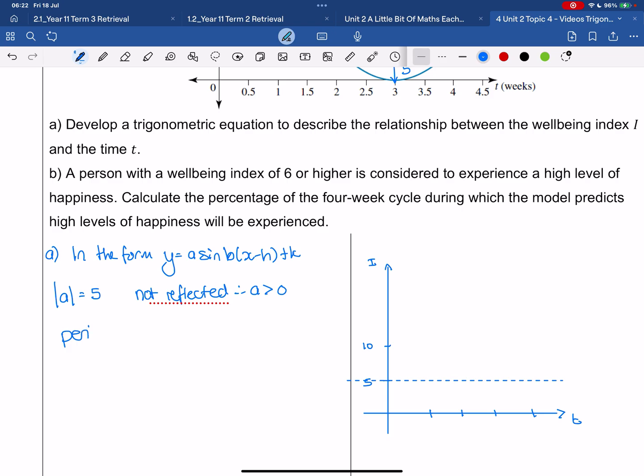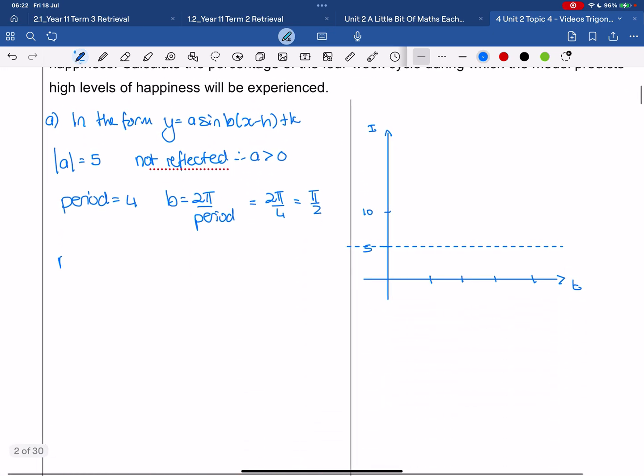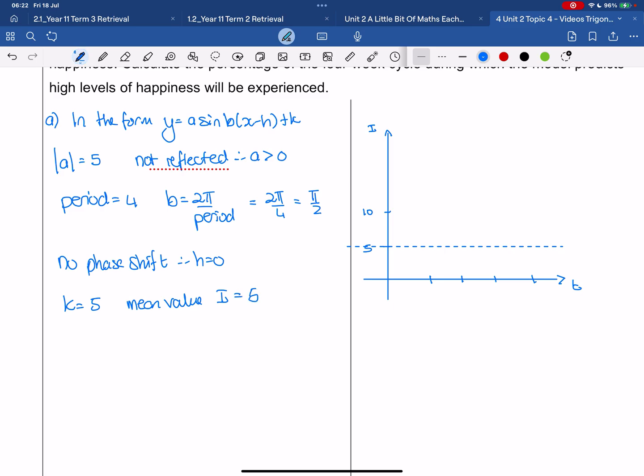I know that my period is equal to 4, and to find my b value, it's going to be 2 pi on my period, so that's going to be 2 pi on 4, and that is pi on 2. I can see I've got no phase shift, so h is equal to 0, but k is equal to 5, because my mean value is at I equals 5.